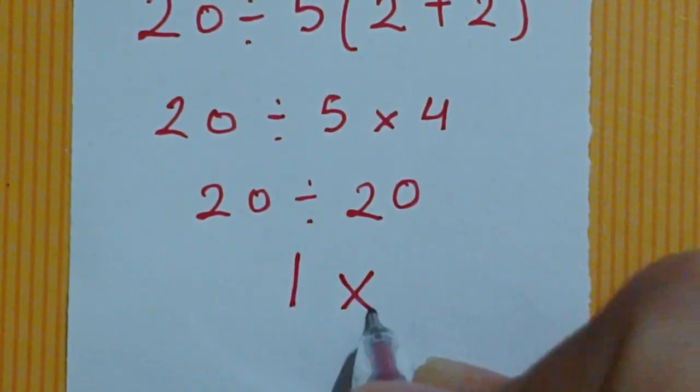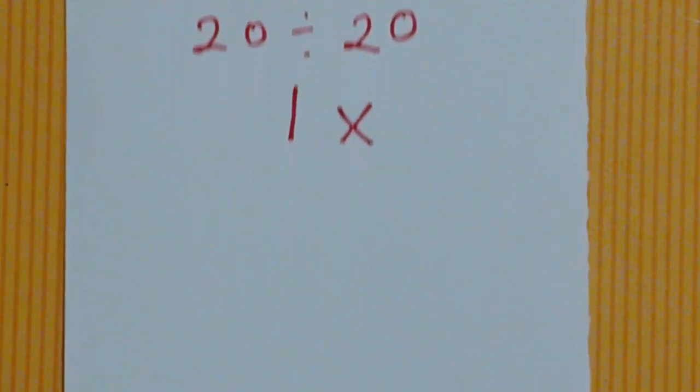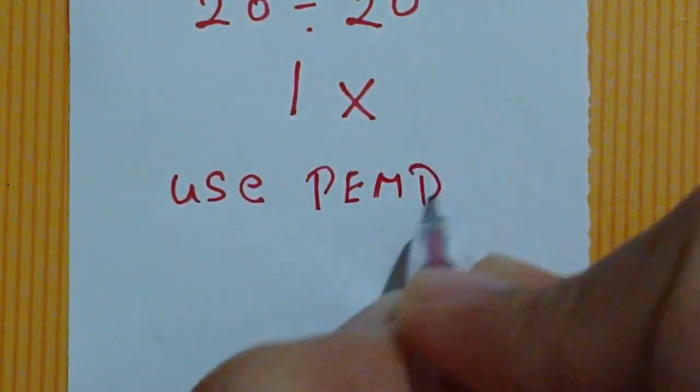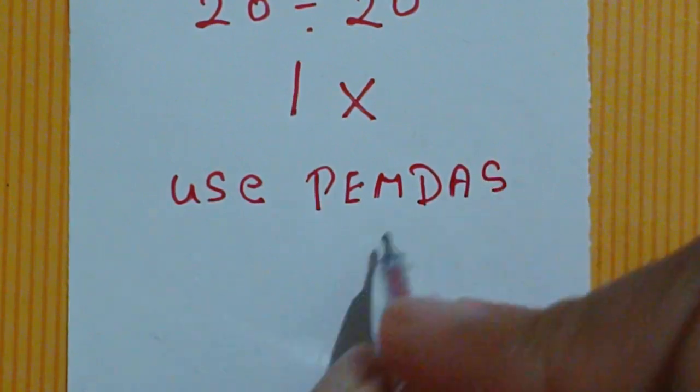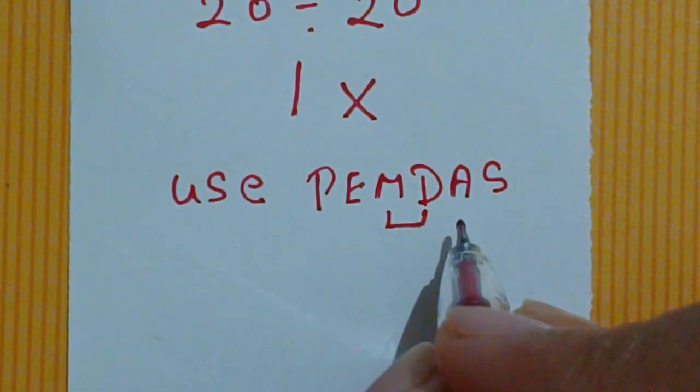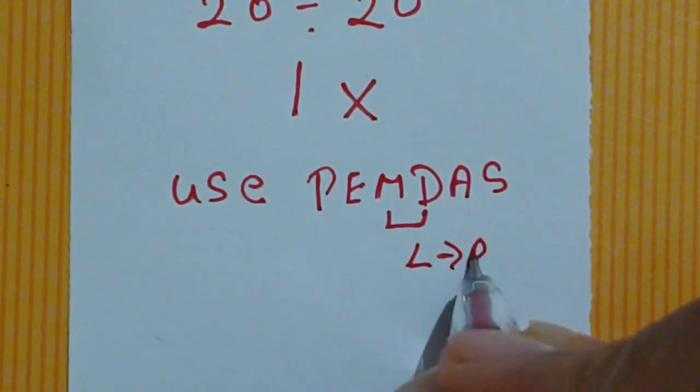But this is the wrong value for this expression. So here we use the PEMDAS rule for solving this expression. In this, you have to remember multiplication and division both have equal priorities, therefore go from left to right. Same for addition and subtraction.